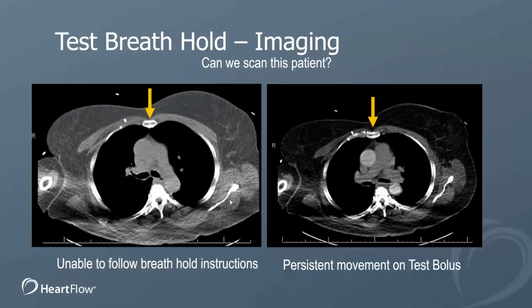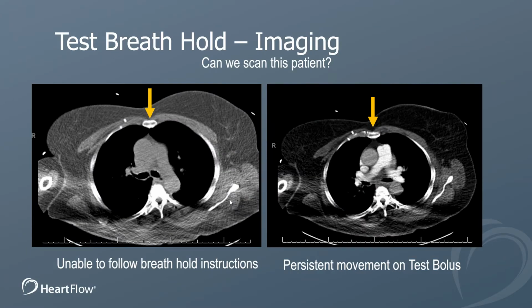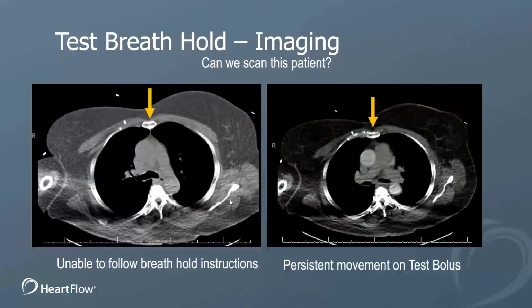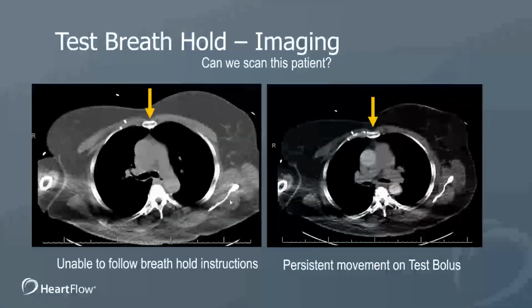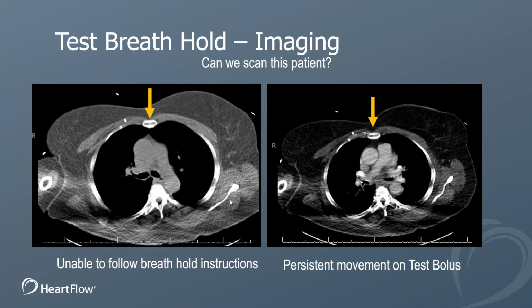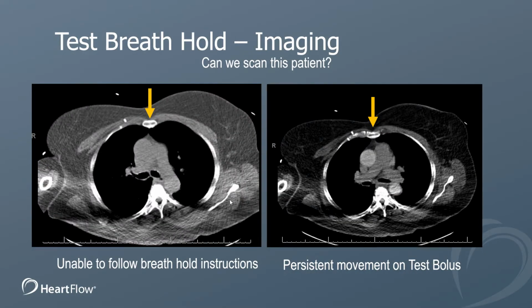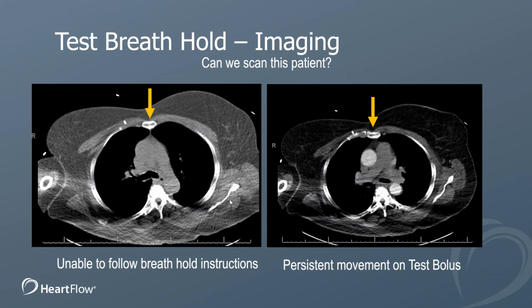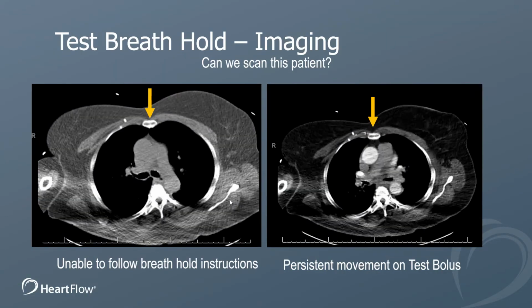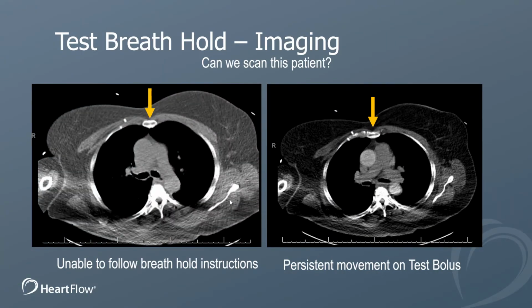Here's an example of test breath hold imaging. This is a patient that was completely incapable of holding their breath. The question is, can we scan this patient? On the left image, before the patient received contrast, you can see that there's sternal movement when they were asked to hold their breath. Despite multiple extra efforts at coaching for appropriate breath holds, on the right you can see during the test bolus the patient continued to breathe with repetitive sternal motion.